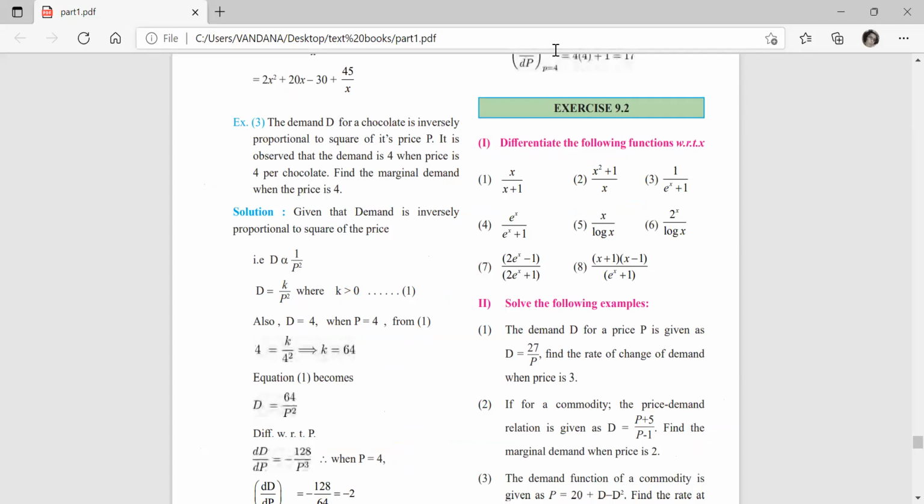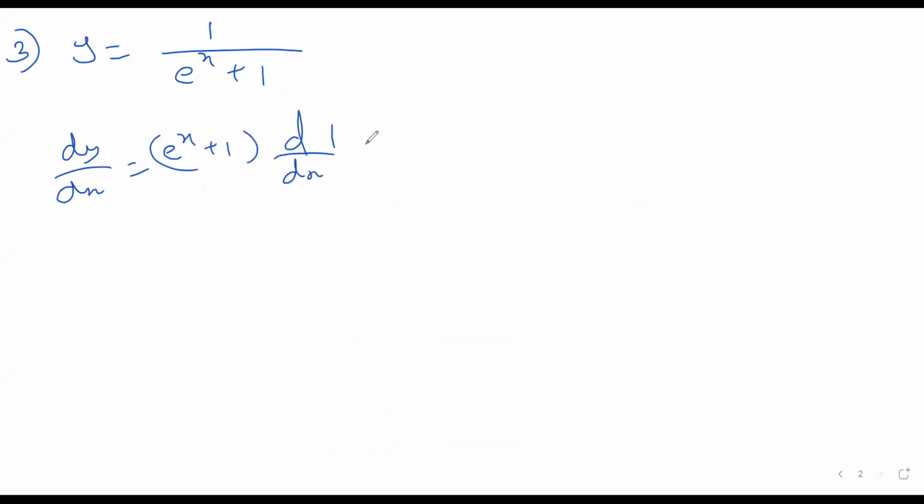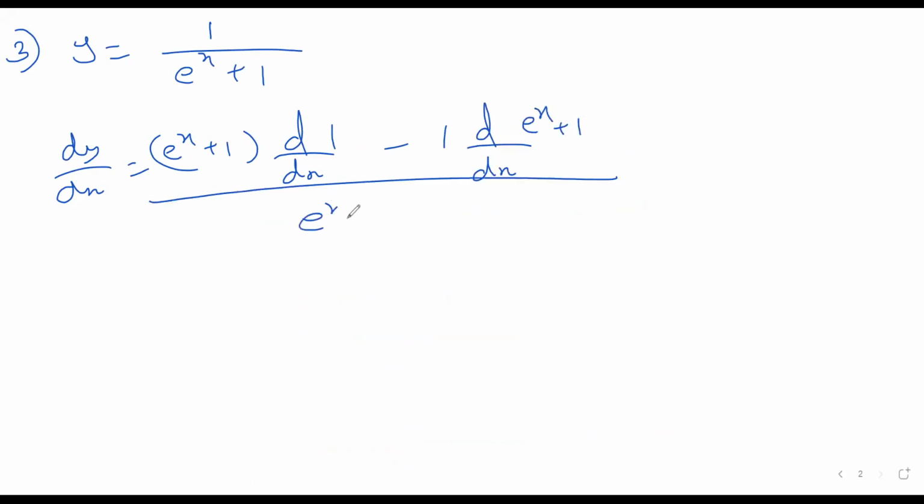Third I will do. Third is different. 1 upon e raised to x plus 1. Y is 1 upon e raised to x plus 1. It is as good as quotient. So you will say dy by dx e raised to x plus 1 into d dx of 1 minus 1 d dx of e raised to x plus 1 whole thing upon e raised to x plus 1 bracket square.